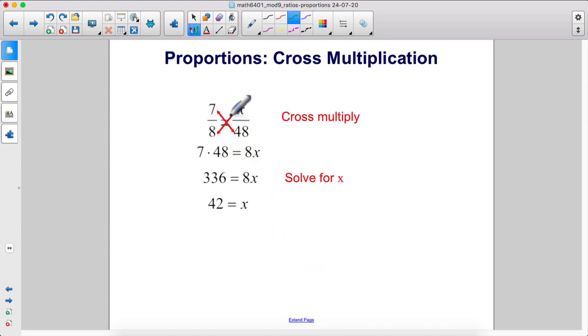Alright, 7 over 8 equals x over 48. Therefore, 7 times 48 must equal 8 times x. 7 times 48 is 336. Then go ahead and divide both sides by 8 to get x by itself. And 336 divided by 8 is 42.